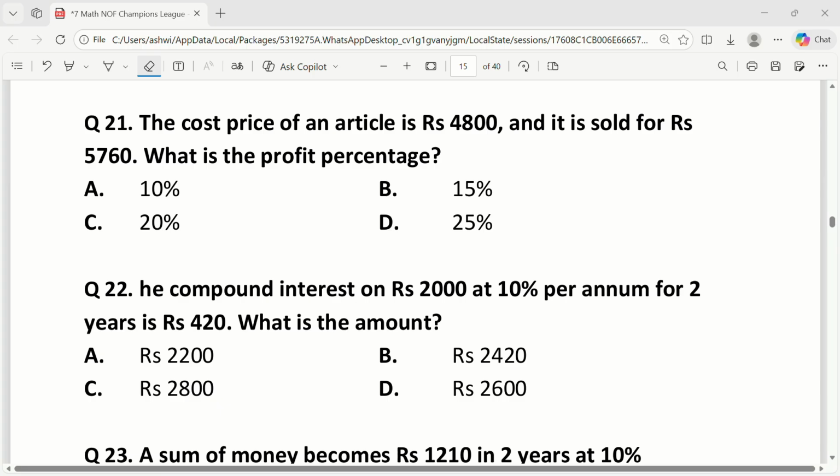The cost price of an article is rupees 4800 and it is sold for rupees 5760. What is the profit percentage?